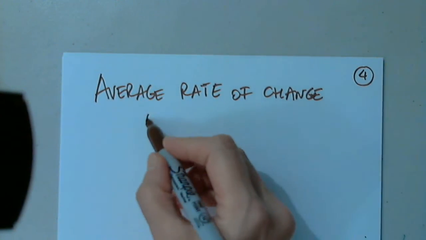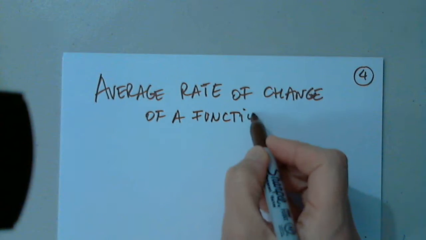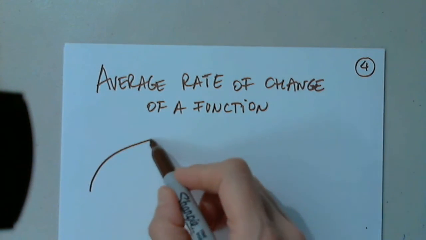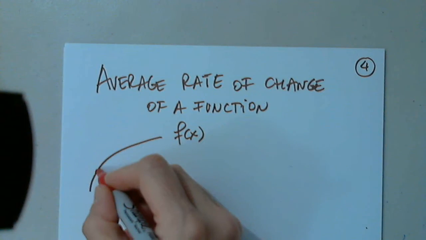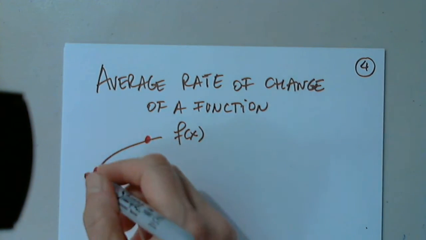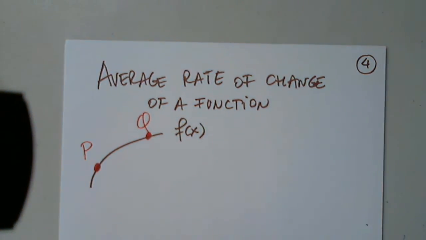Average rate of change of a function. Okay, so let's take a look at a function. This is f of x. And let's say I have 2 points. So this point is point P, and this is point Q.